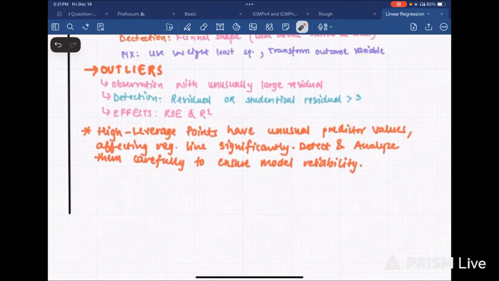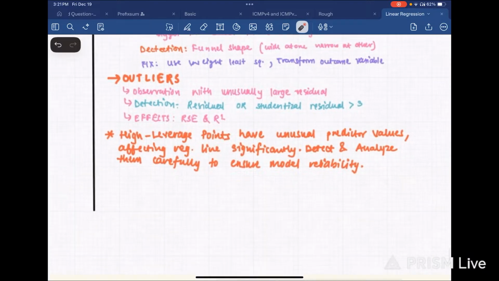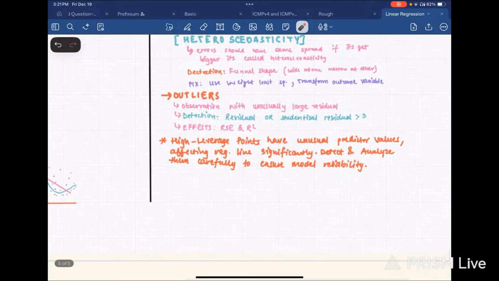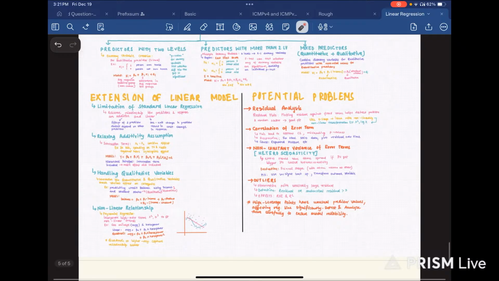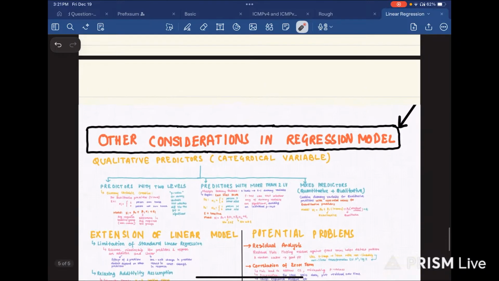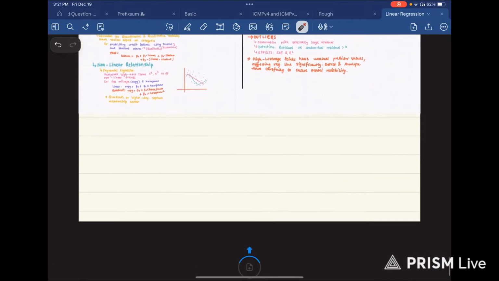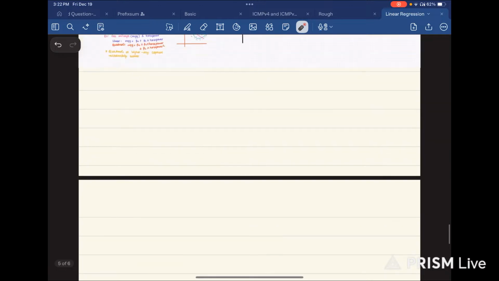High leverage points have unusual predictor values and can be significant, so analyze them carefully to ensure model reliability. This is a note: points which have unusual predictor values should be looked at carefully for the reliability of the model, based on the predictions we have made.